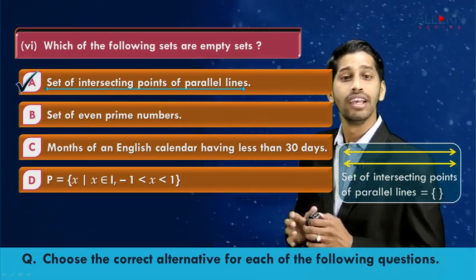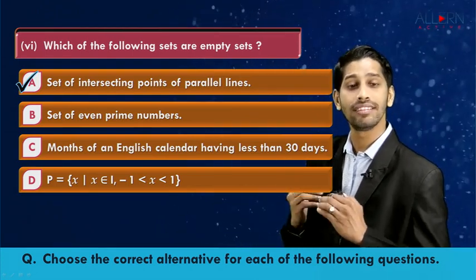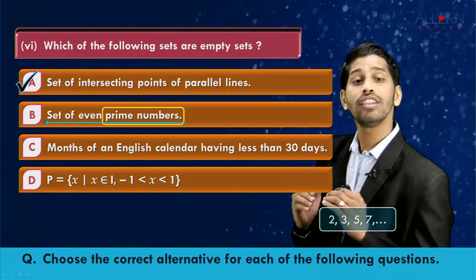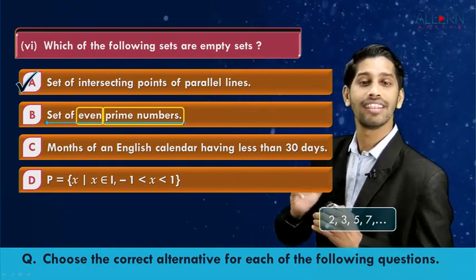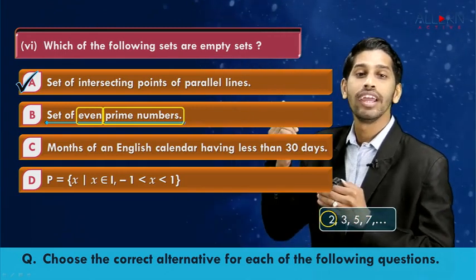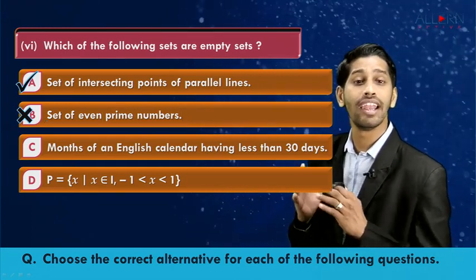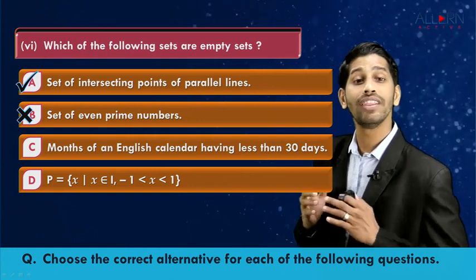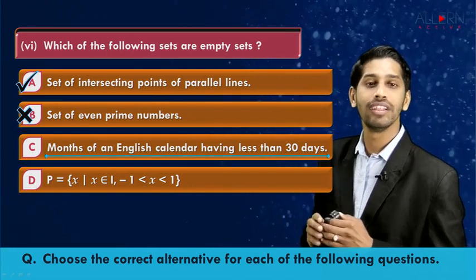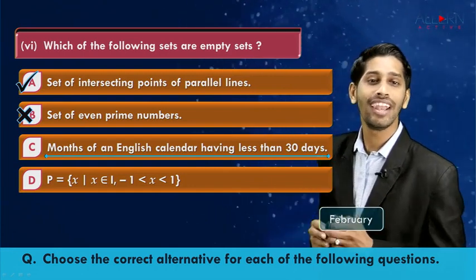Let's see option B. Set of even prime number. Prime numbers are those numbers which are divisible by 1 and itself. So prime numbers are 2, 3, 5, 7 and so on. But we want that prime number which is even, and that is nothing but 2. And since set of even prime number contains an element, that is 2, it is not an empty set. Let's see third option. Month of an English calendar having less than 30 days. That means we need to write the name of that month in which number of days is less than 30, and we know that there is only one month, that is February, and since it contains one element, that is February, it is again not an empty set.